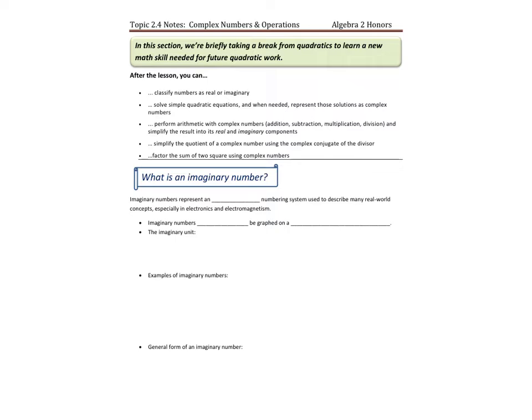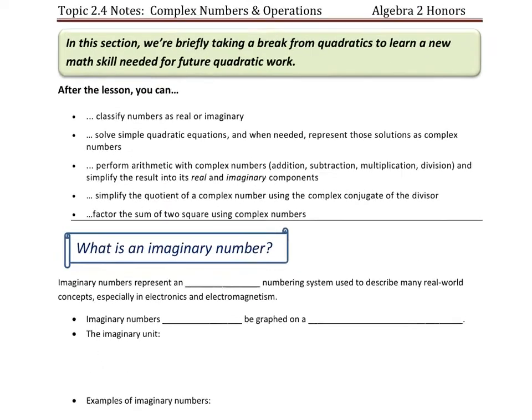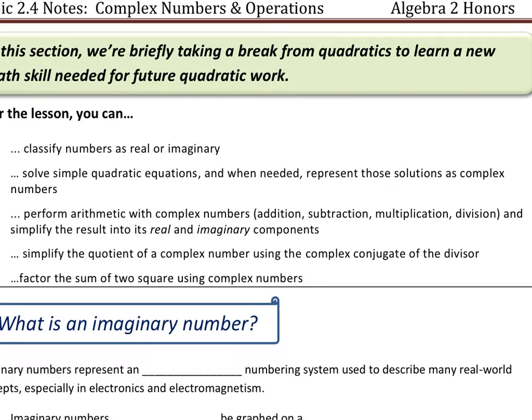This is Chapter 2, Section 4, Part 1, and in this video we're going to take a brief break from quadratics to talk about a brand new concept called imaginary and complex numbers. In the last section, we looked at factoring and how to solve for the x-intercepts of a quadratic function.